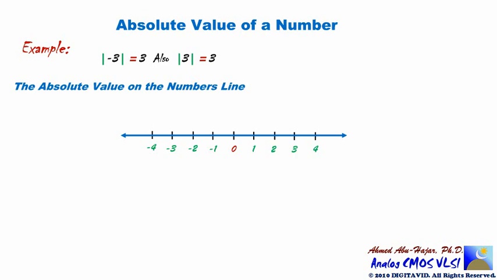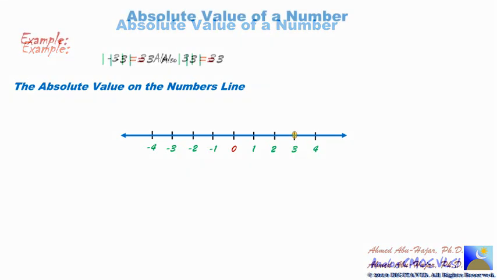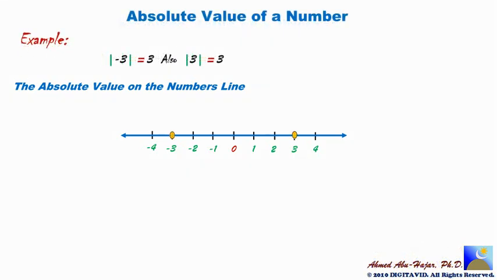So let us mark number 3 and -3. Here is number 3 and here is number -3. And number 3 is 3 units away from 0. Or we can say that the distance from 0 is 3. The same story applies to number -3. And number -3 is 3 units away from 0.